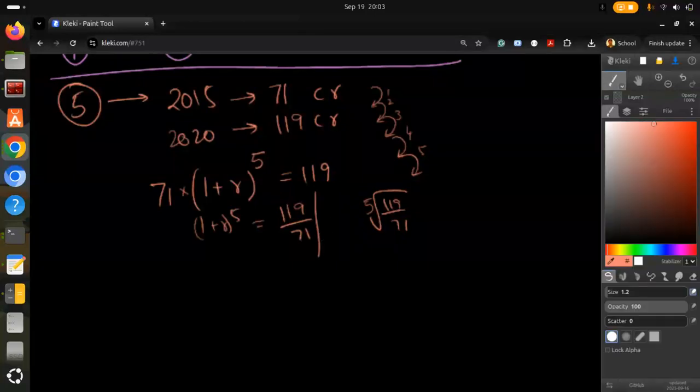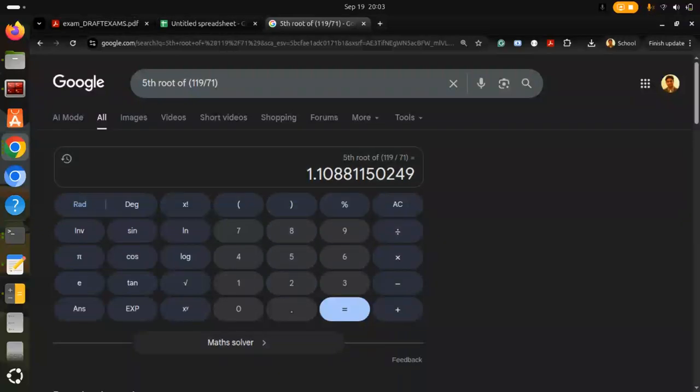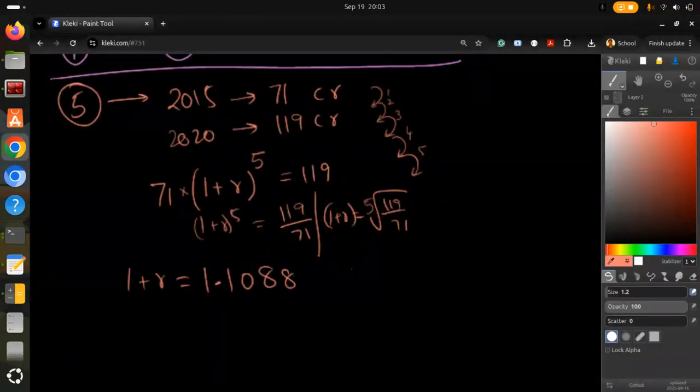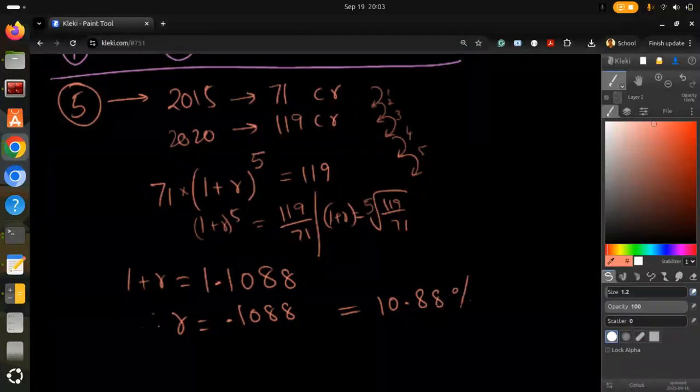So basically this means 1 plus r is 1.1088. Therefore r is nothing but 0.1088. This is in fraction, which is nothing but 10.88 percent. That means if the value increases by this fraction over a 5-year period, then it will become 119.